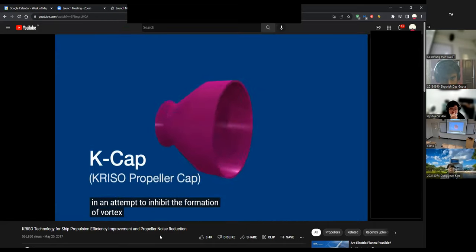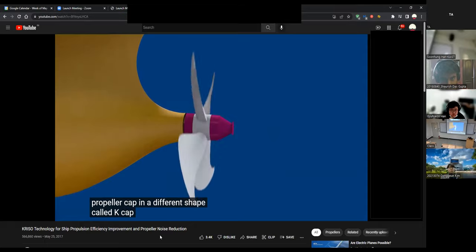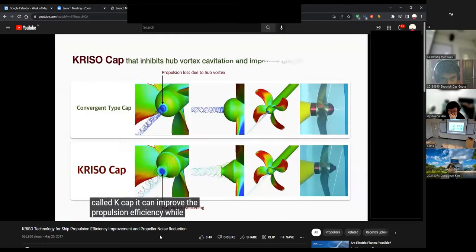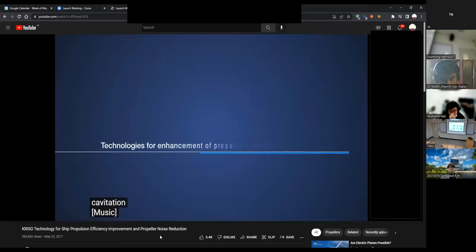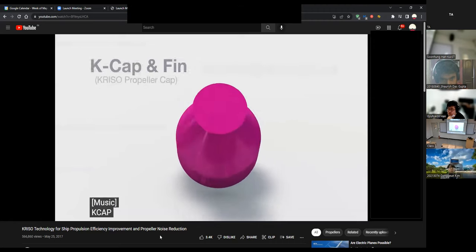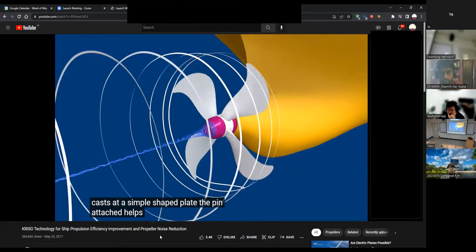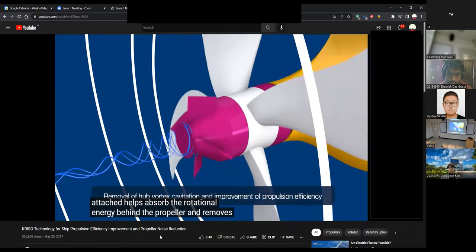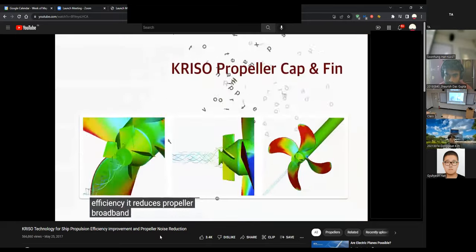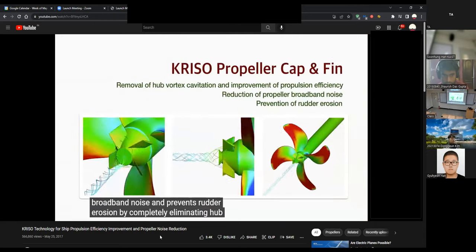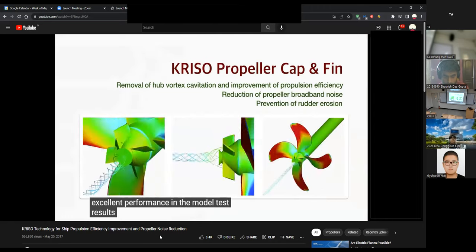In an attempt to inhibit the formation of vortex, the team developed a new propeller cap in a different shape called K-cap. It can improve the propulsion efficiency while efficiently inhibiting formation of hub vortex cavitation. K-cap and fin is a combination of K-cap and a simple shaped plate. The fin attached helps absorb the rotational energy behind the propeller and removes the propeller hub vortex cavitation while improving the propulsion efficiency. It reduces propeller broadband noise and prevents rudder erosion by completely eliminating hub vortex cavitation. With an improved efficiency of the propeller, it showed excellent performance in the model test results.